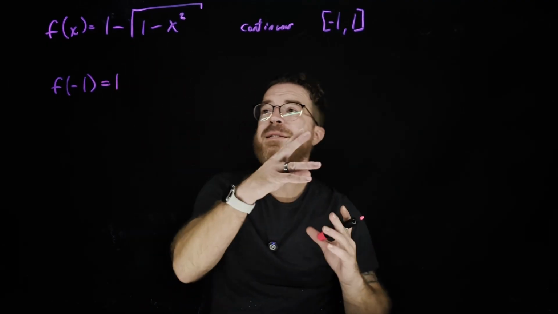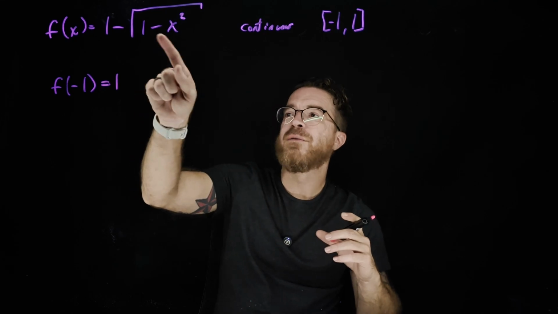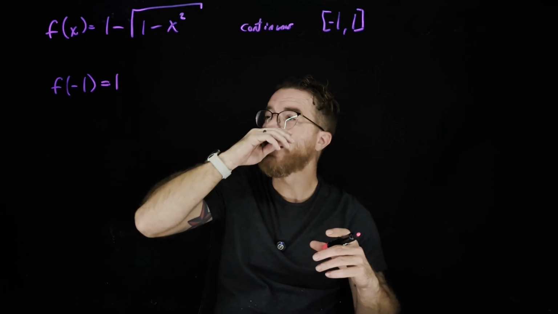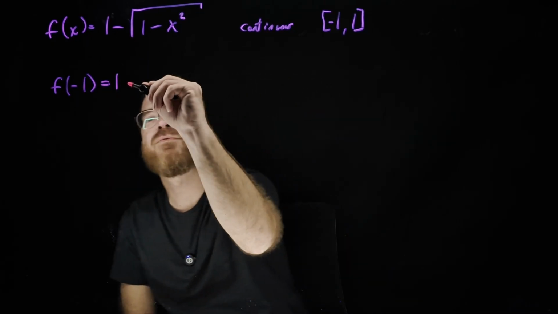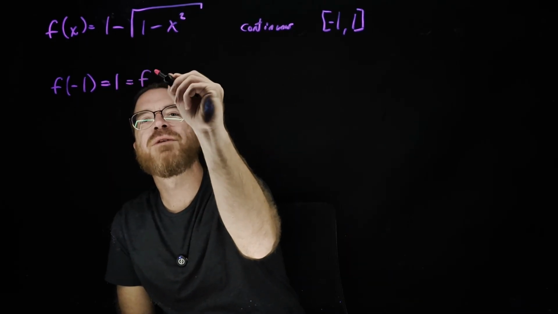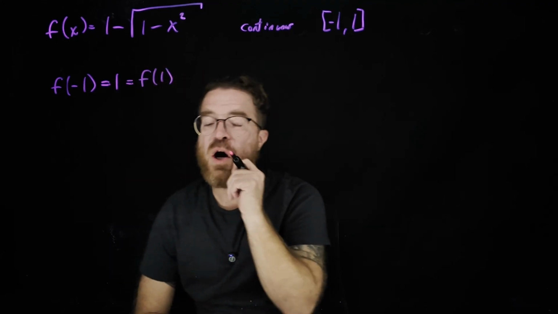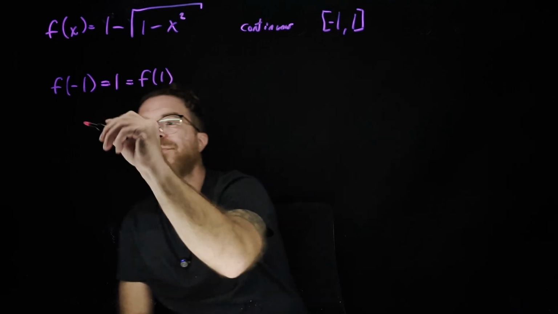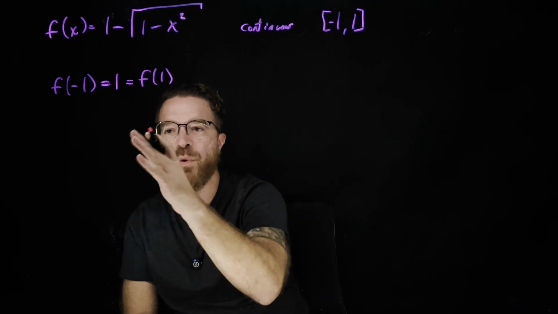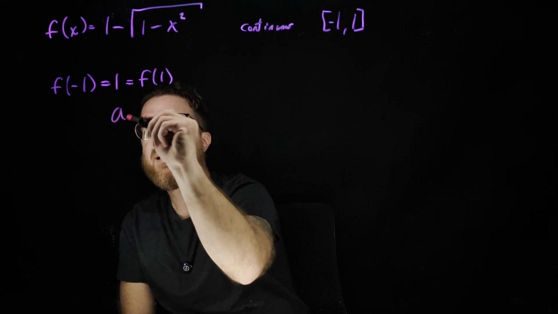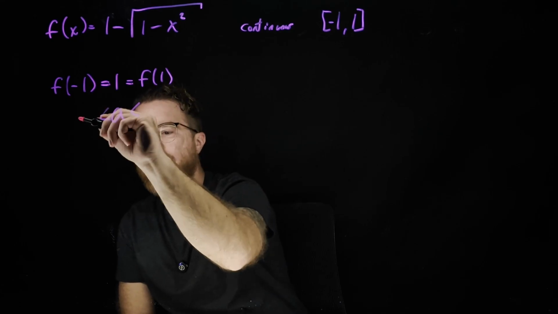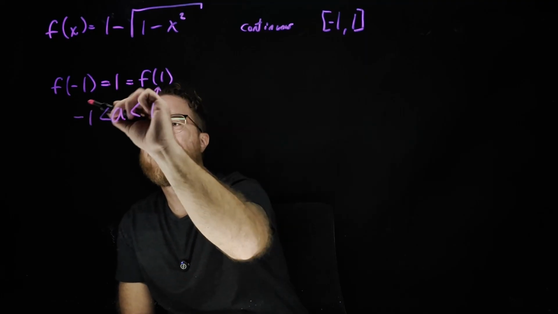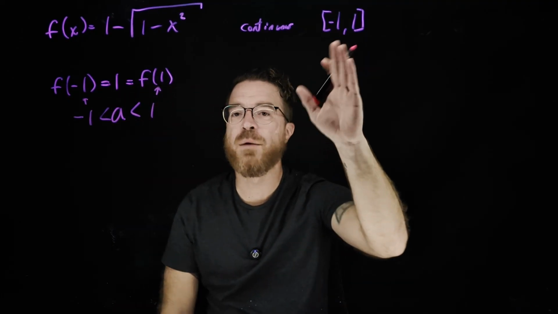If I plug in positive 1, I'm going to again get 1 minus 1 squared. 1 squared is 1. 1 minus 1, square root of 0 is going to be 1. So we have right now that f of negative 1 and f of 1 are both going to equal 1. So in this case, let's say that we have some a that is between negative 1 and 1, our two x values. So we're just saying that a exists somewhere in this interval.